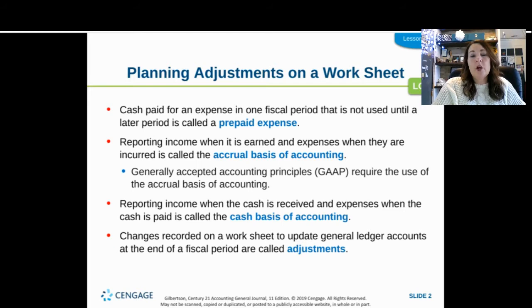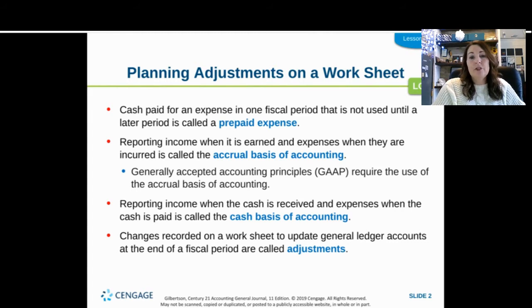Reporting income when it is earned and expenses when they are incurred is called accrual-based accounting. That means whenever you earn money, you count it, regardless of when you're paid for it, and expenses are counted when they're actually used. Generally accepted accounting principles, your GAAP, require the use of accrual-based accounting.